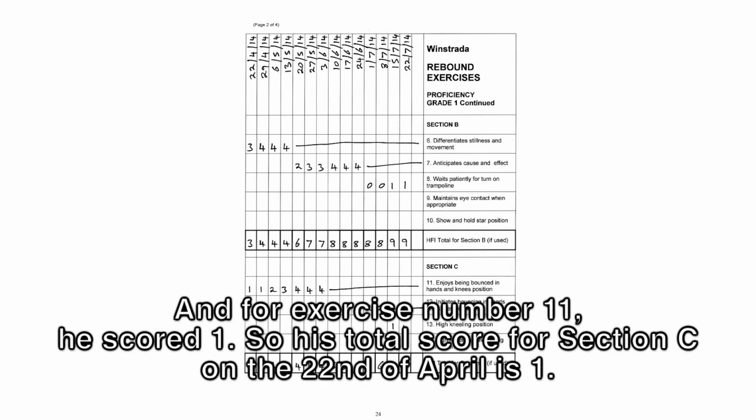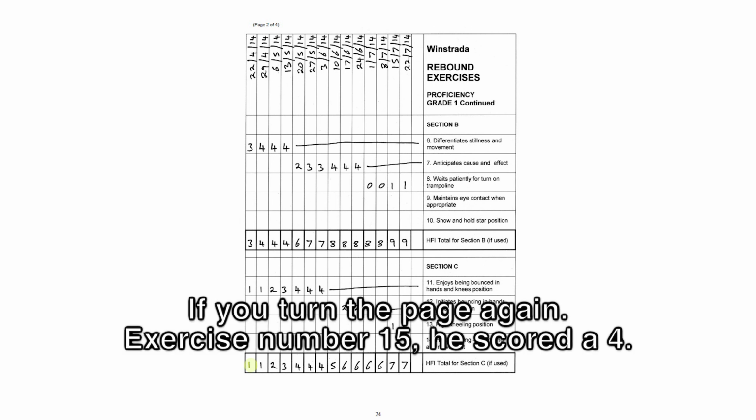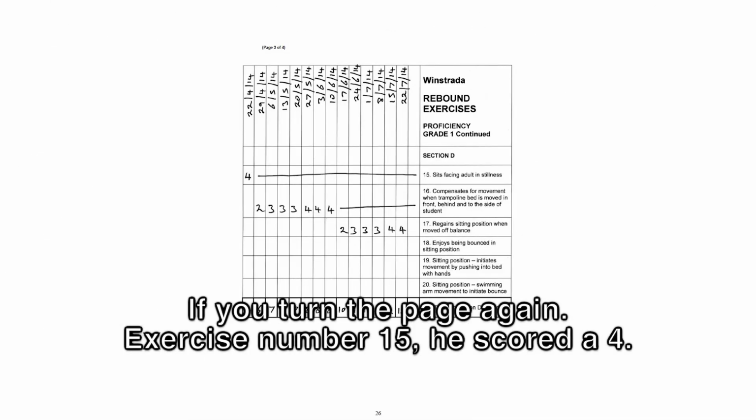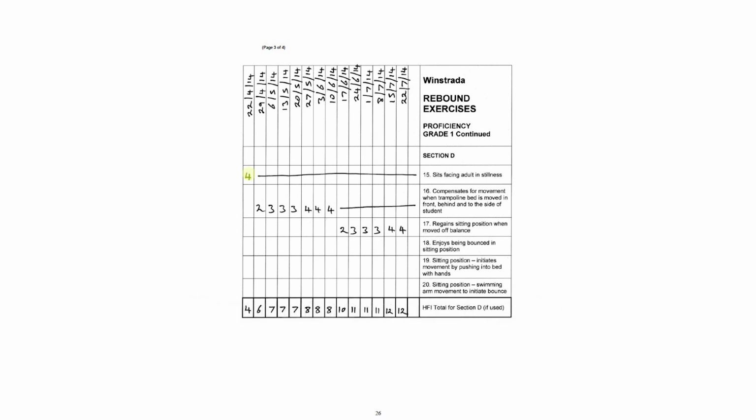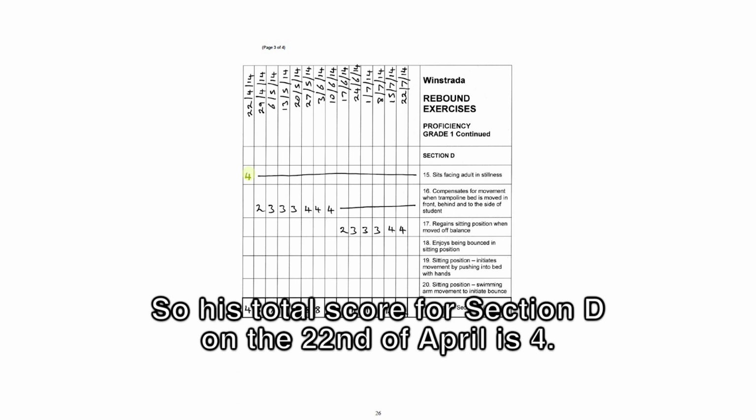And for exercise number 11, he scored a 1. So his total score for section C on the 22nd of April is 1. If you turn the page again, exercise number 15, he scored a 4. You all with me so far? Mm-hmm. So his total score for section D on the 22nd of April was 4.